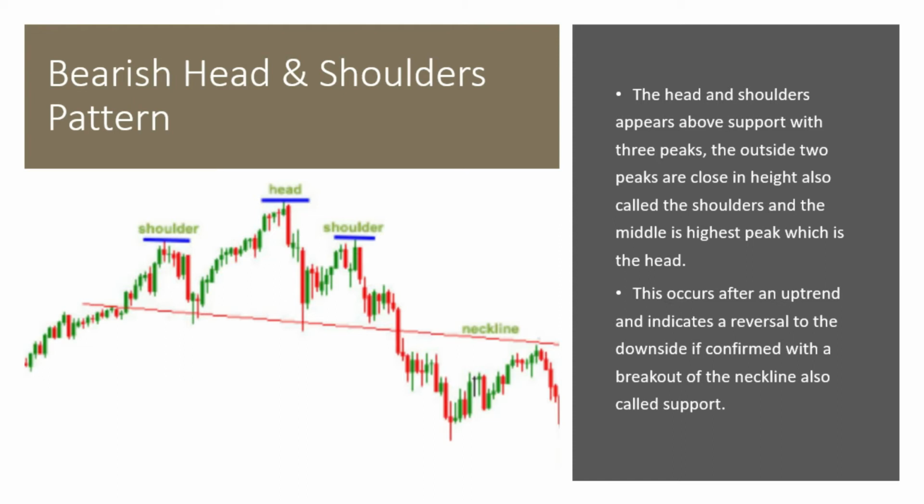So now, with the bearish head and shoulders pattern, this occurs after an uptrend and indicates a reversal, right? So we see we have our shoulder pull back down to support, our head pull back down to support, our shoulder, which is equal with the last shoulder, or a little bit higher or a little bit lower, and then boom, we break that support to the downside and create that new resistance.